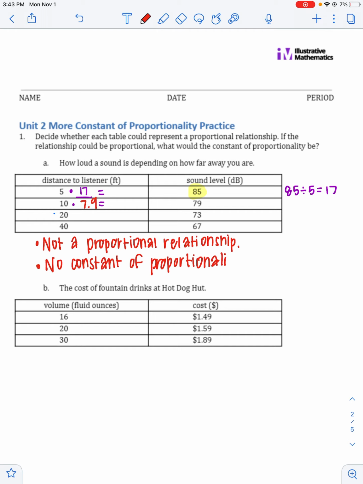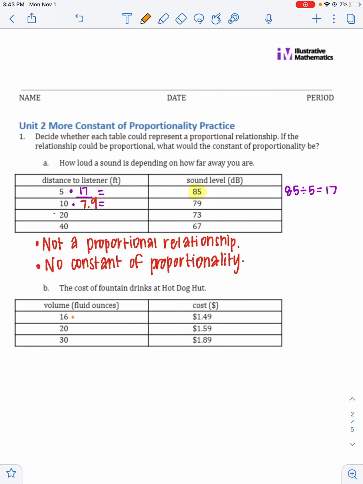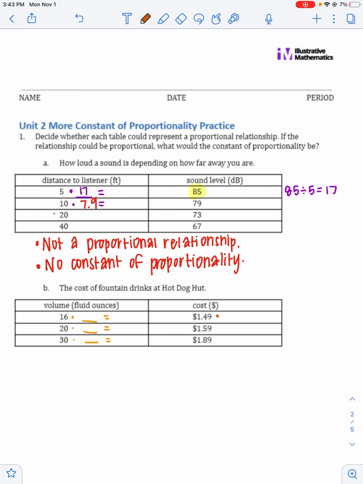So to solve question B, you would do the exact same thing, and you can pause this video to work on question B. You need to figure out whether or not you can multiply every row in the first column times something to get each row in the second column. And again, if you wanted to multiply in the other direction, you could do that as well, right? You could do 1.49 times something equals 16. Either way, the numbers should be the same, and if these numbers are not identical, you know that it's not a proportional relationship. So you can pause to do question B.